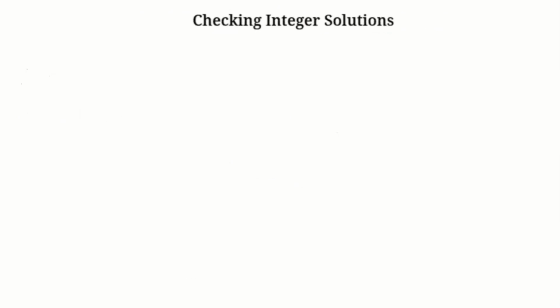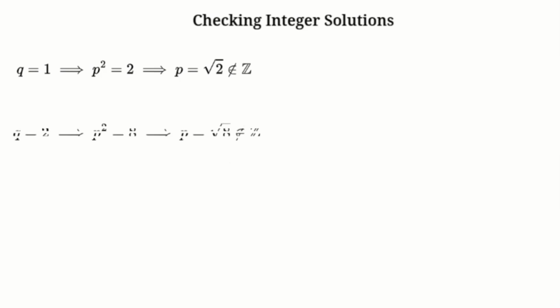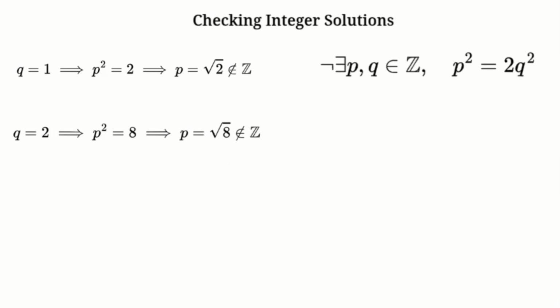Let's test small integer values for p and q. If p equals 1, then 1 squared is just 1, which does not satisfy our equation. If p equals 2, then 2 squared is 4, which means 2 times q squared must be 4. That simplifies to q squared equals 2, but 2 is not a perfect square. No matter what values we test, we find that there is no integer solution where p squared is exactly twice another perfect square. This leads to a key mathematical result.